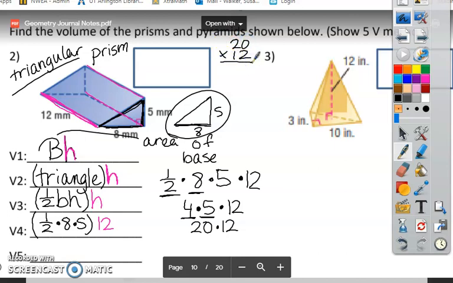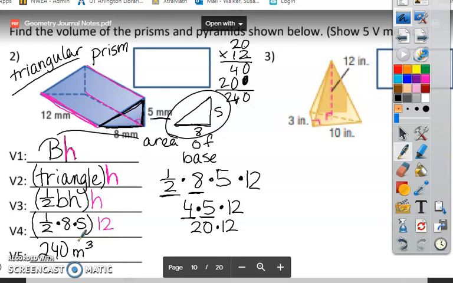Okay. 0, 4, hold my spot, 0, 2, 0, 4, 2. So I'm getting 240. And when you're really cool, you put your units, which happen to be millimeters, and you're going to cube it. Okay? And that is how we solve it.